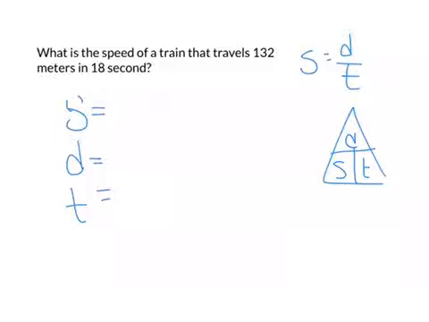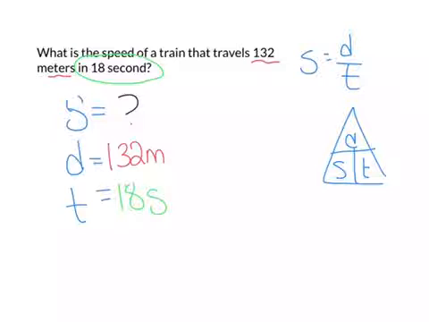If I reread the problem, I see 132 meters. That's how far we traveled. That is our distance, 132 meters. 18 seconds is a measurement of time. We did that in 18 seconds. We don't know what the speed was. So I'm going to take my triangle and I'm going to take distance divided by time.